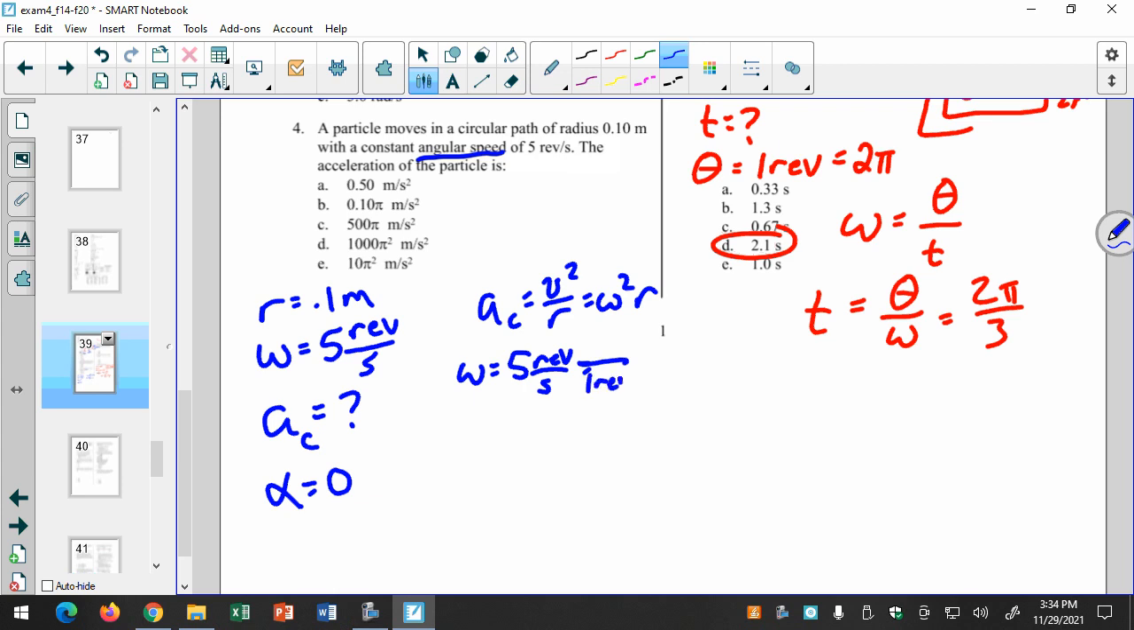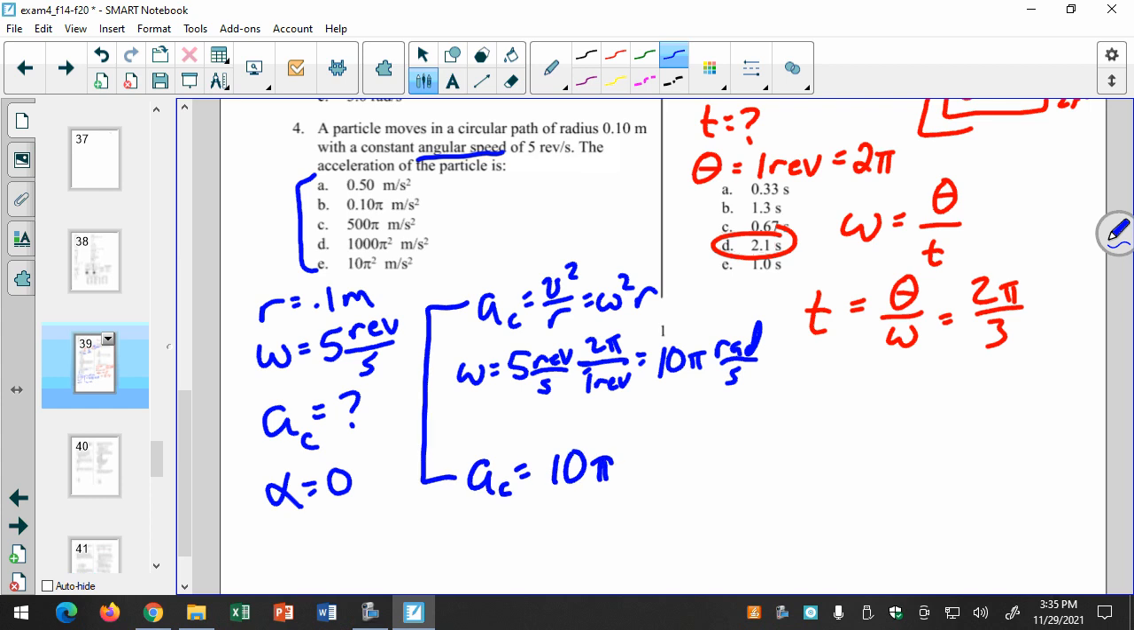One revolution is 2 pi radians, so that is 10 pi radians per second. And then I'm noticing that I have pi in some of the options, so I'm just going to keep that pi until I get to the end. So then I can figure out what my centripetal acceleration is. It's omega squared, that's 10 pi squared, times the radius, which is 0.1 meters. That's 100 pi squared times 0.1, that's 10 pi squared. So E is the right answer.